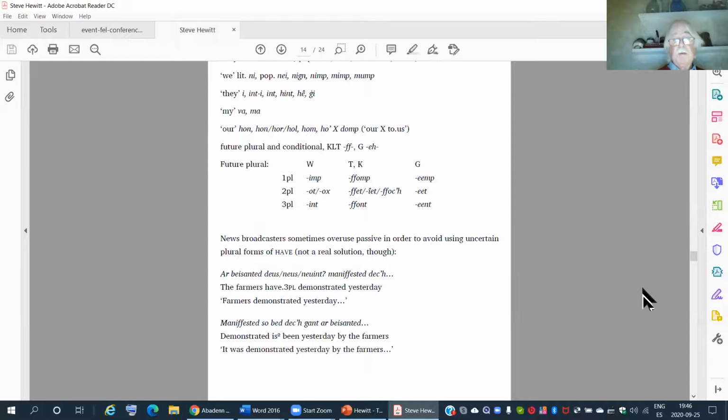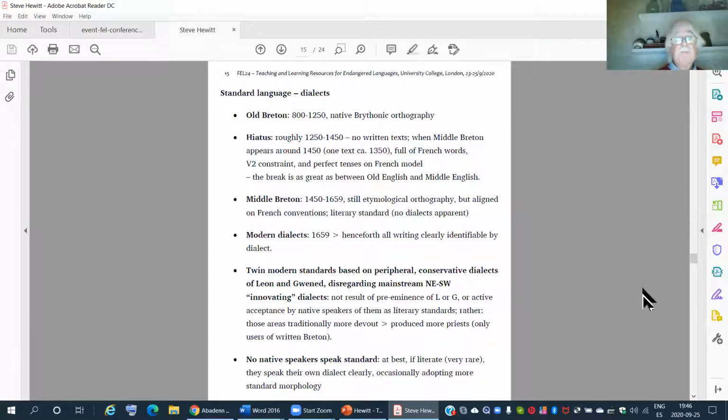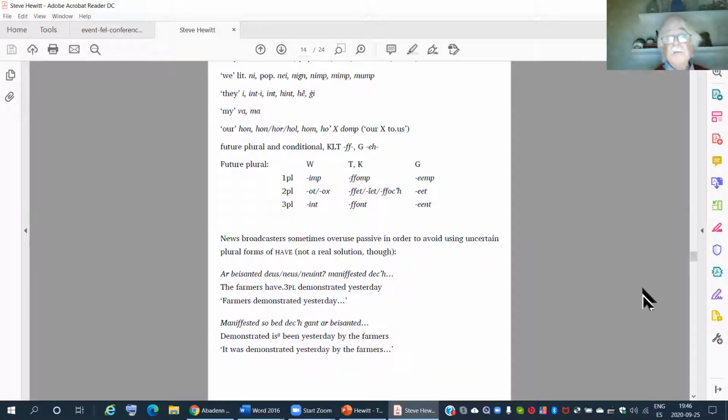So this has led to a situation where news broadcasters sometimes overuse the passive in order to avoid using uncertain plural forms. It's not a real solution. So instead of saying 'the farmers demonstrated yesterday' with a form of the verb to have, which nobody knows for certain, they say things like 'it was demonstrated yesterday by the farmers', just to get out of having to use a form of the verb to have, which might not be understood everywhere.